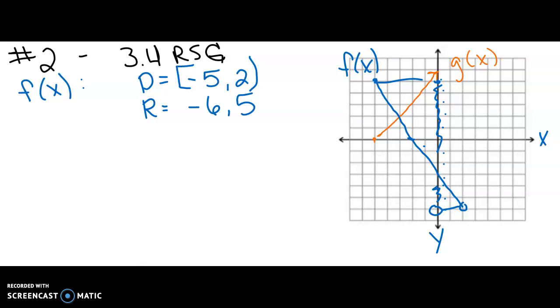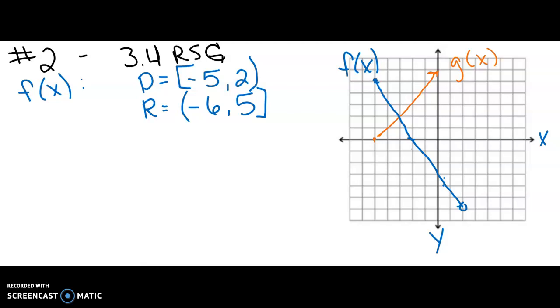Then I just have to think about my brackets. On -6, I want an open bracket because it's an open dot. And on +5, I want a closed bracket because it's a closed dot. So that's how we deal with the range. Please note the range is the only time that you're going to give me y values. All other questions in this chapter, you're talking about intervals of x values.